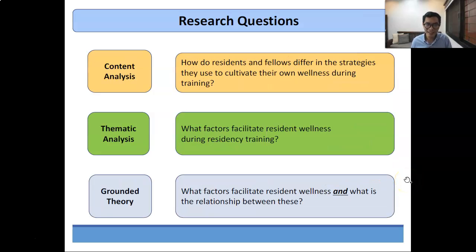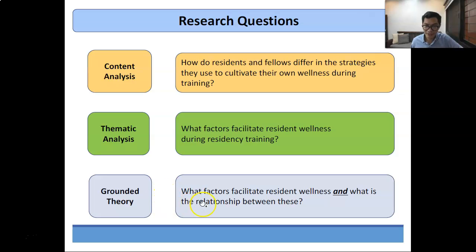Moving on, now consider the research question. For content analysis: how do residents and fellows differ in the strategies they use to cultivate their own wellness during training? Basically, it's really descriptive, so it's ideal to apply a content analysis approach. Then for thematic analysis, a sample research question here: what factors facilitate resident wellness during residency training? It would be better to look at the bigger picture meanings so that it can be addressed clearly with your research question.